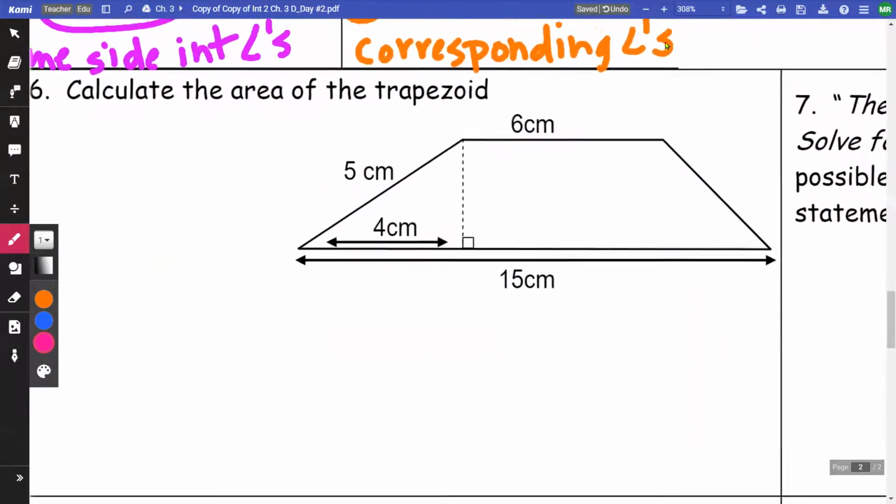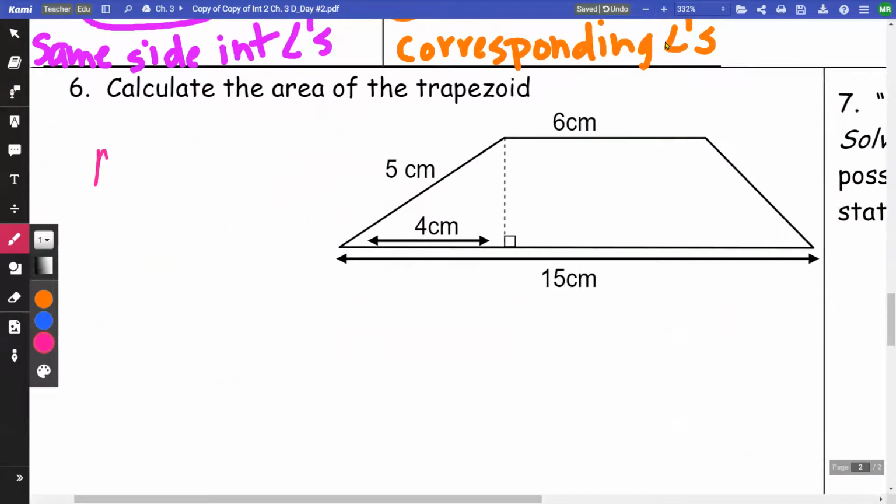Okay, trapezoid. Area of a trapezoid is equal to B1 plus B2, so my two bases, top and bottom, added together, times the height. The height is always perpendicular with the bases, and divided by 2. So I need to find this. This is a right triangle. This is a 3, 4, 5 right triangle. And if you don't realize that, then do Pythagorean.